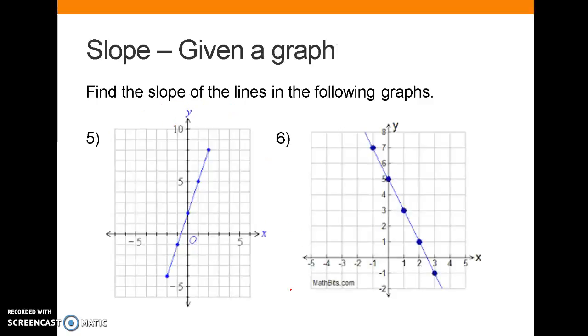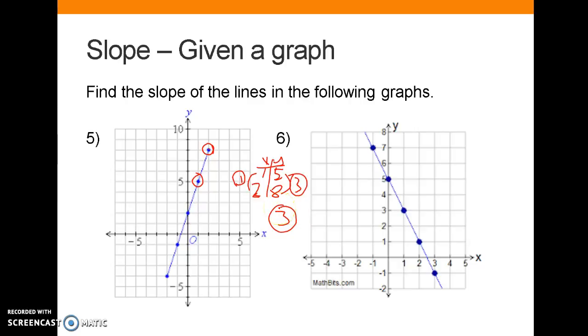So let's see how this looks with a graph. Let's say I'm going to go from this point here to this point here. The first point is 1, 5, with an x value and a y value. And I'm going to this point, which is 2, 8. From 5 to 8, I go up 3. From 1 to 2, I go up 1. So 3 divided by 1 gives me 3, and the slope here is 3.